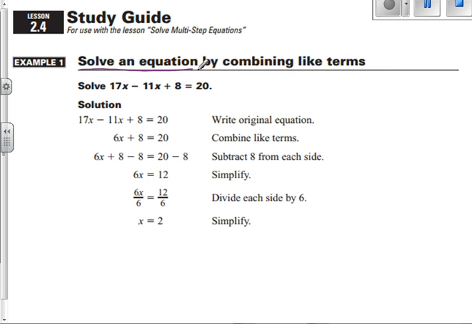We're going to solve an equation by combining like terms. All right, so here's our equation: 17x minus 11x plus 8 is equal to 20. So that is our equation that we're going to solve. The first thing you do is write the original equation. Then you need to combine your like terms, and what you're combining is the 17x minus 11x, so 17 minus 11.